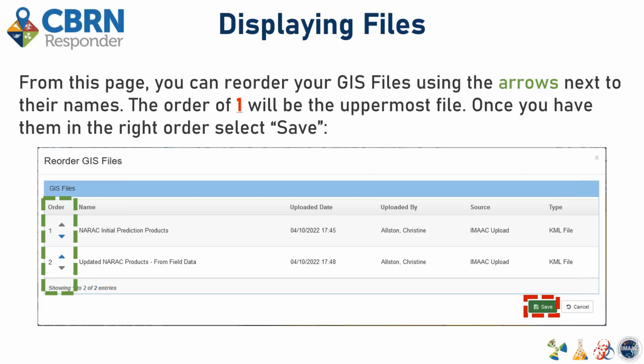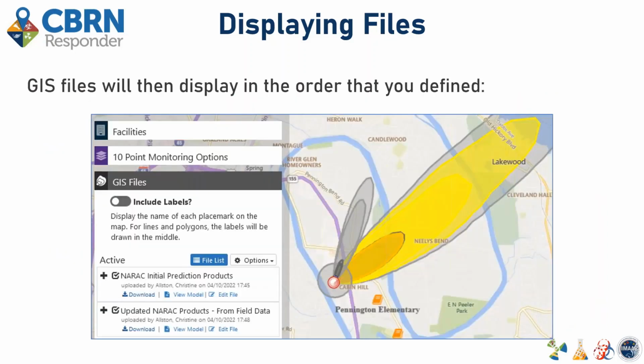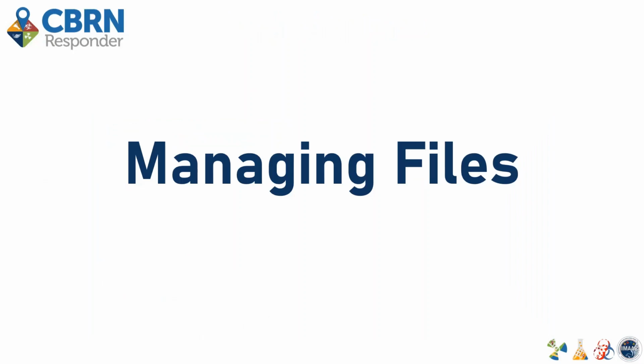The order of 1 will be the uppermost file. Once you have them in the right order, select Save. Your GIS files will then display in the order that you defined. Now we'll move on to our next section, Managing GIS Files.